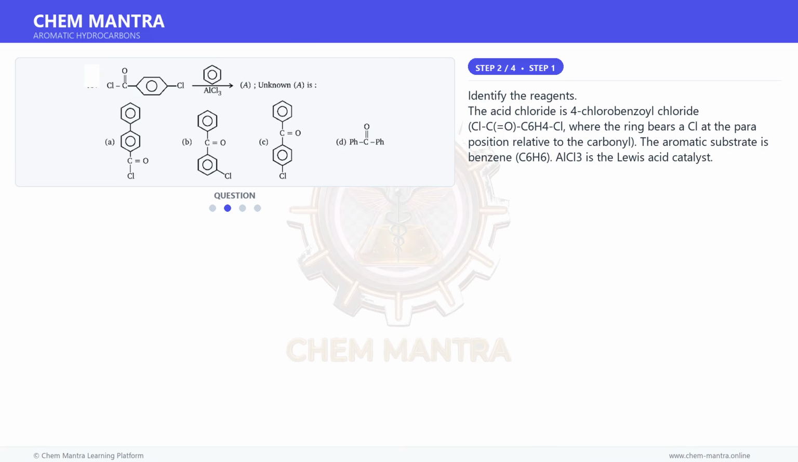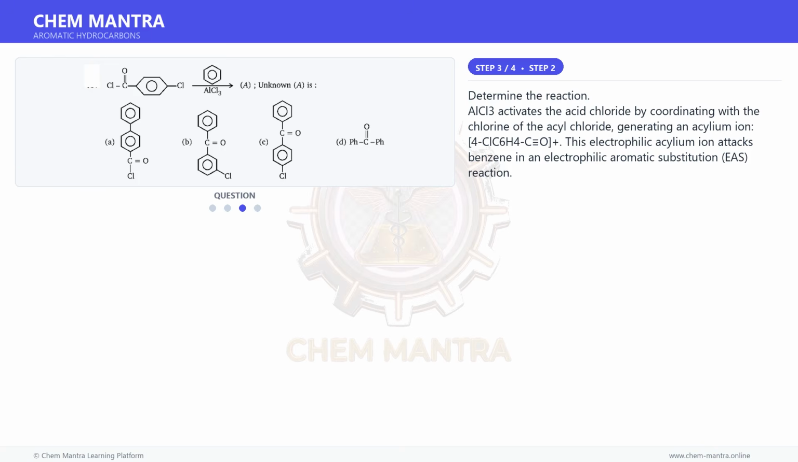Identify the reagents. The acid chloride is 4-chlorobenzoyl chloride, ClC=O, C6H4Cl, where the ring bears a Cl at the para position relative to the carbonyl. The aromatic substrate is benzene, C6H6. AlCl3 is the Lewis acid catalyst. Moving on to the next step.